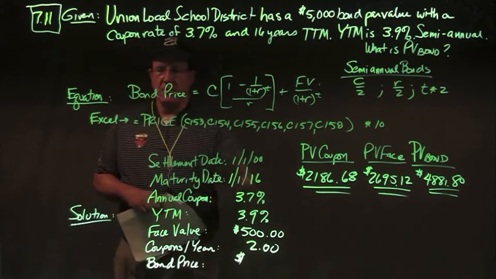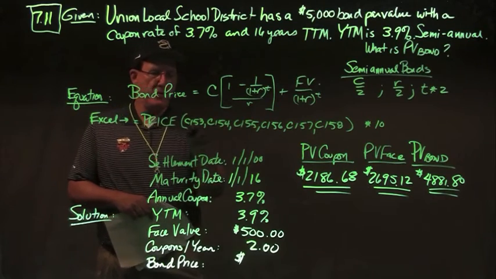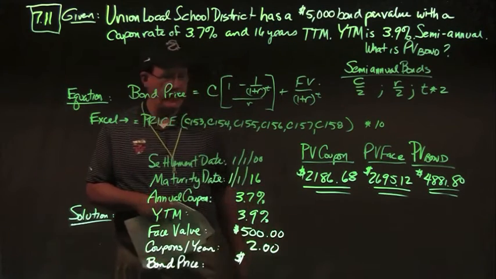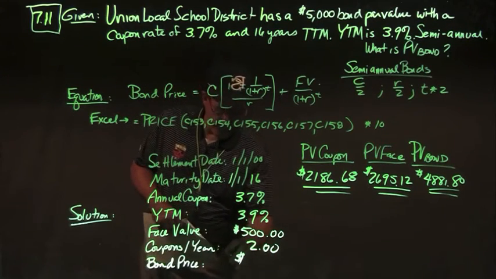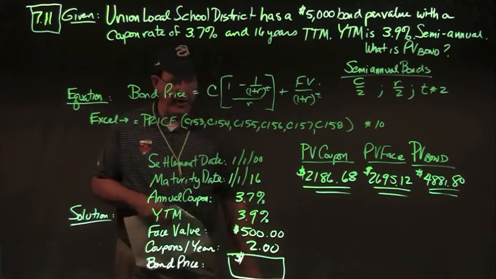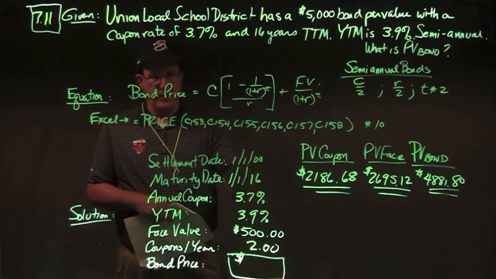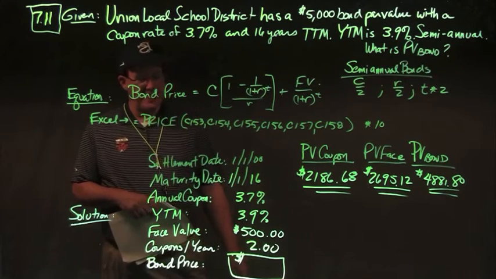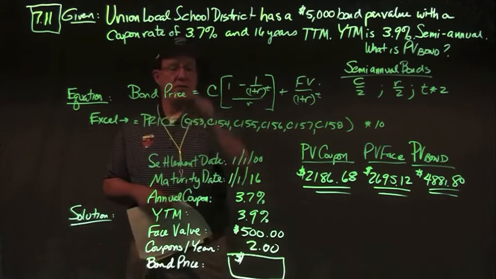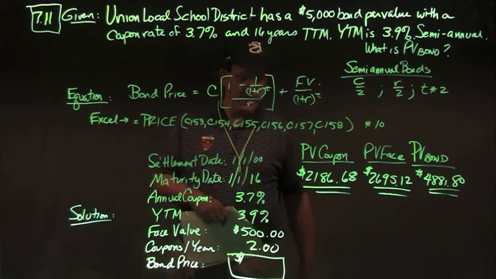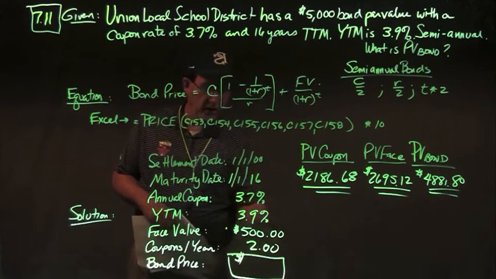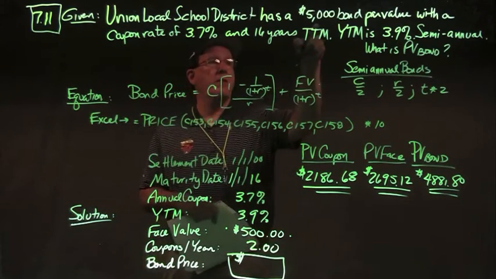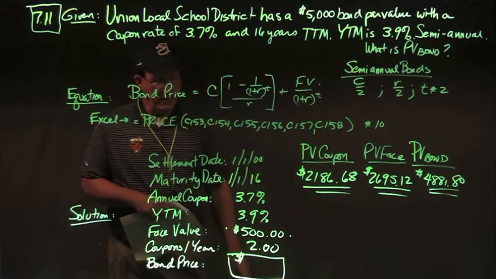$4,881.80. If I use the Excel function, equal price, paren C153, comma C154, 155, 156, 157, 158, in cell 159, I'm going to put that formula down here. In 153, I put the settlement date 1100. The maturity date is 1116. The annual coupon 3.7%. The YTM 3.9%. $500 I put in for the syntax for the face value. Normally that's 100, but since it's a $5,000 bond, I multiply that by 5.